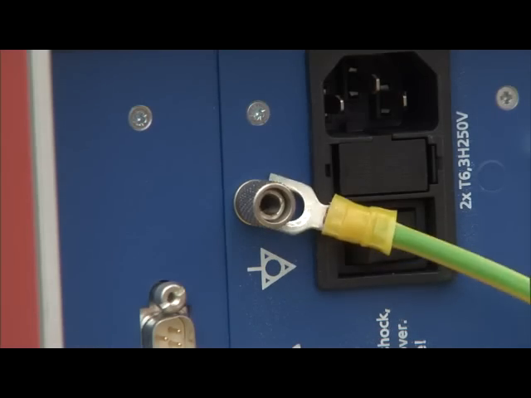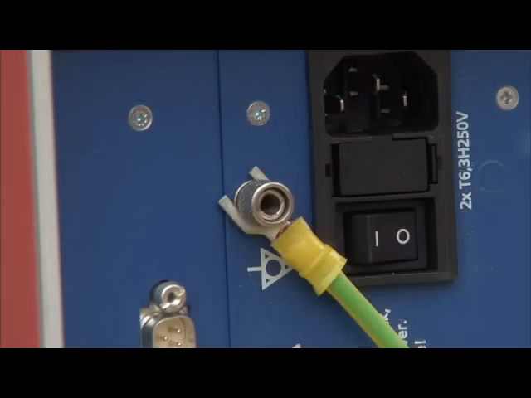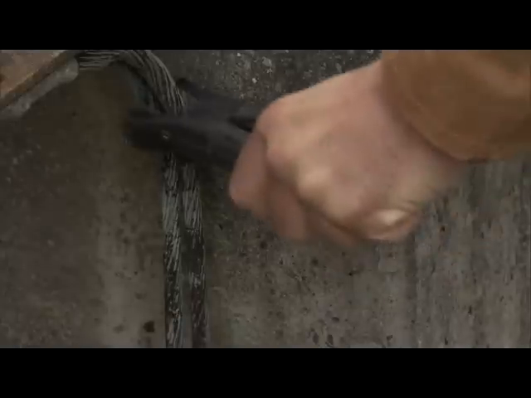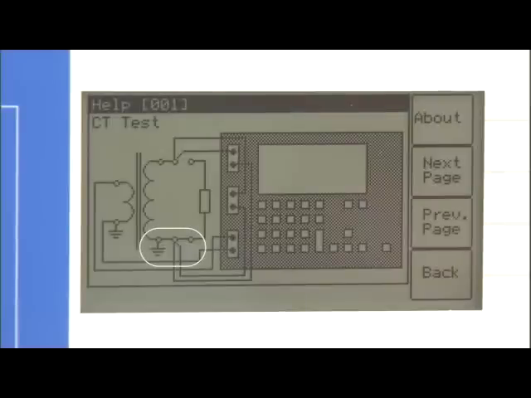It is also important to connect the station ground in the substation to the equipotential connection of the unit. The CT terminal connected to the station ground stays connected while the second terminal is open.